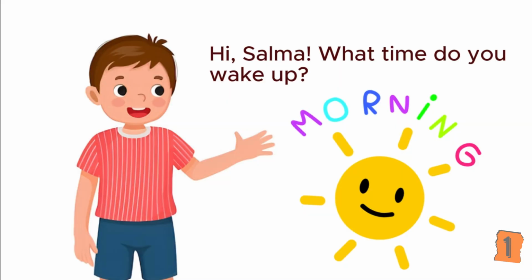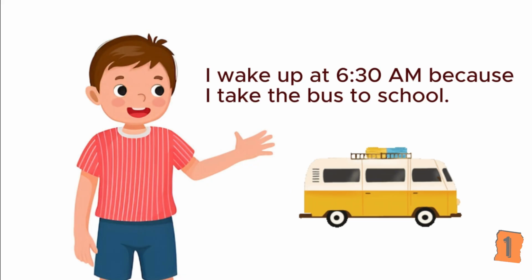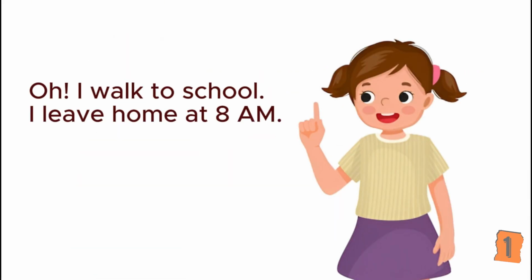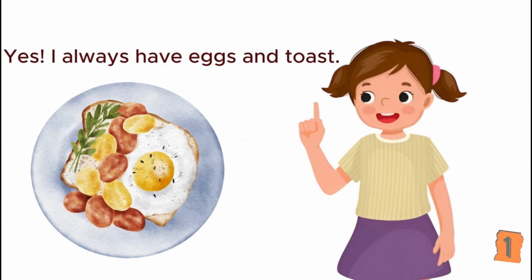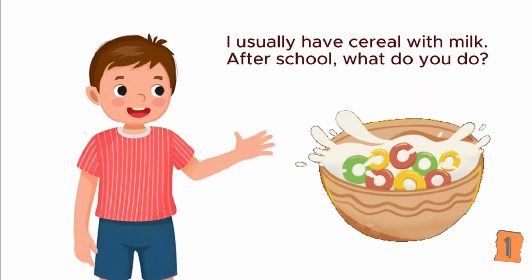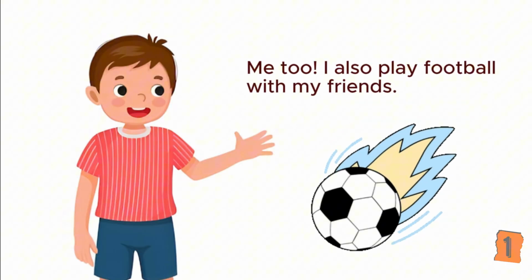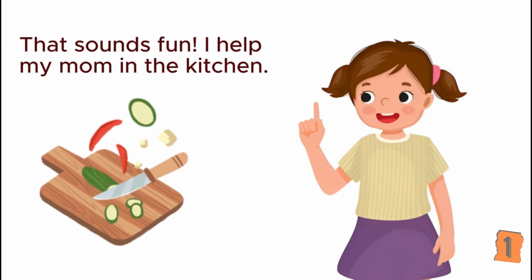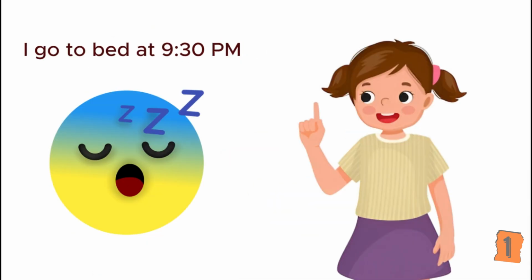Hi, Selma. What time do you wake up? I wake up at 7 a.m. What about you? I wake up at 6:30 a.m. because I take the bus to school. Oh, I walk to school. I leave home at 8 a.m. Do you eat breakfast before school? Yes, I always have eggs and toast. I usually have cereal with milk. After school, what do you do? I eat lunch at 2 p.m., then I do my homework. Me too. I also play football with my friends. That sounds fun. I help my mom in the kitchen. I sleep at 10 p.m. What time do you go to bed? I go to bed at 9:30 p.m.